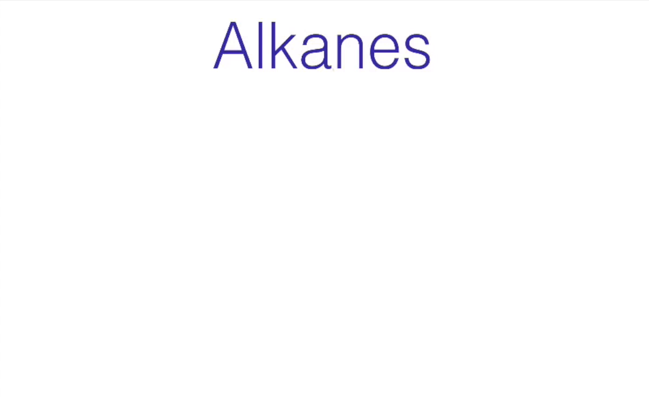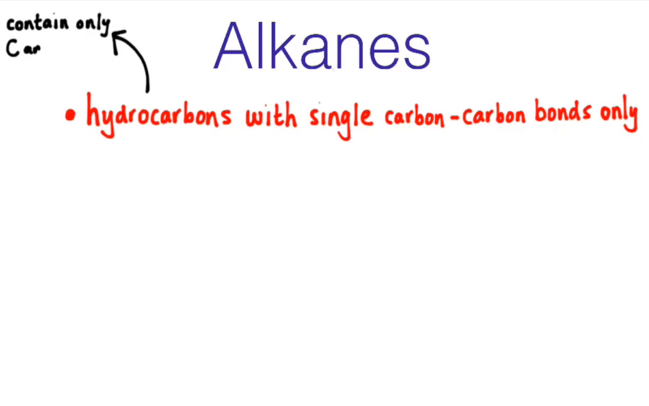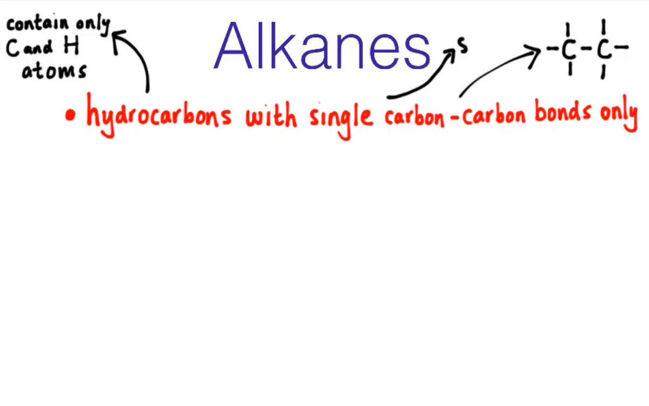This video will deal with the simplest of the homologous series called the alkanes. Alkanes are identified as hydrocarbons that contain only single carbon-carbon bonds. Remember, hydrocarbons are compounds that contain only carbon and hydrogen atoms, and if the compound has only single bonds between the carbon atoms, we then identify it as being a saturated compound. Saturated hydrocarbons have only single bonds between carbon atoms.